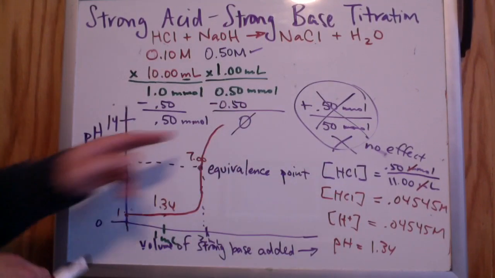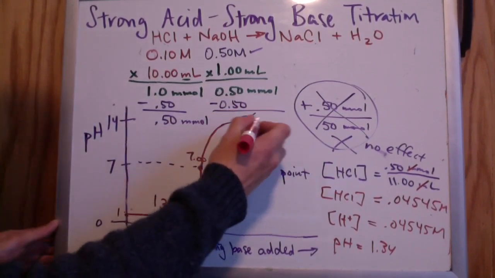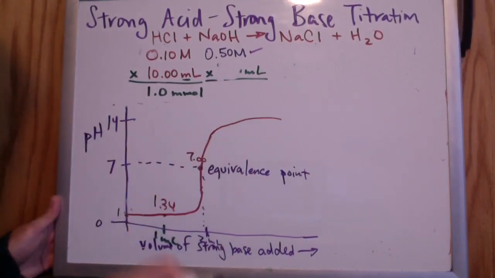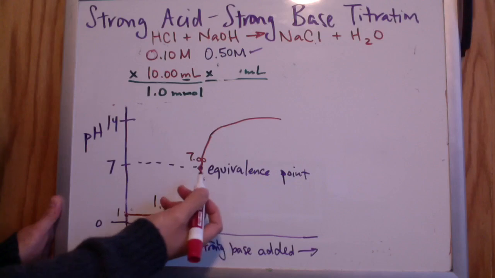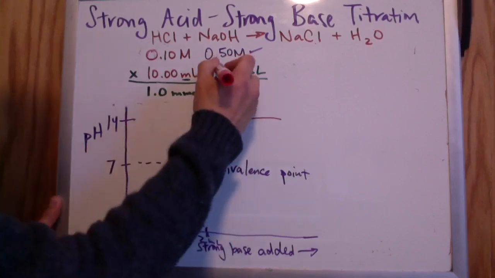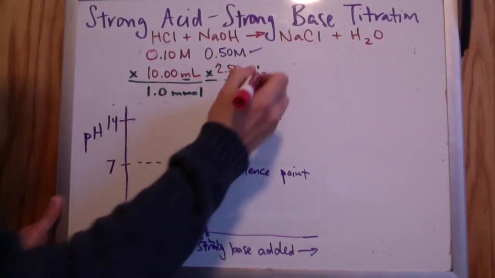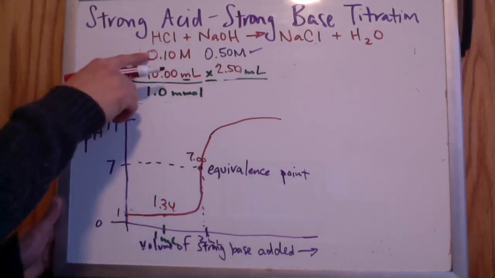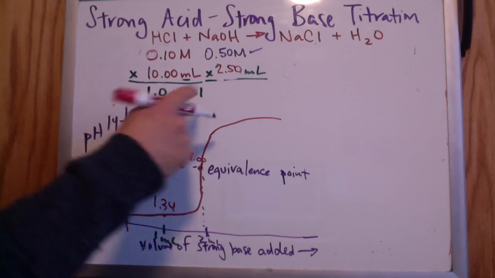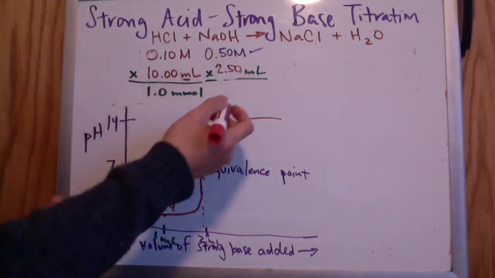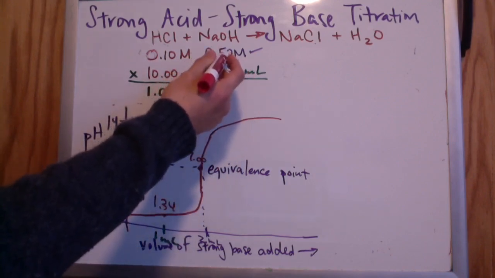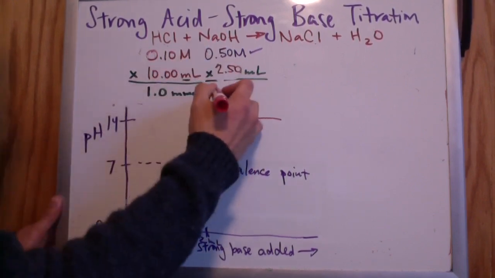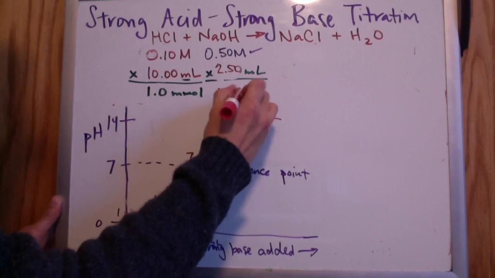Now let's do the last example where we end up with more base. So we know that the equivalence point was 2 milliliters. So let's make this 2.5 milliliters and see what happens. We'll use the same starting concentration, same starting volume for the hydrochloric acid. Then we do the same thing like we did here. So we have the sodium hydroxide, 0.5 times 2.5. So we'd end up with 1.25 millimoles.